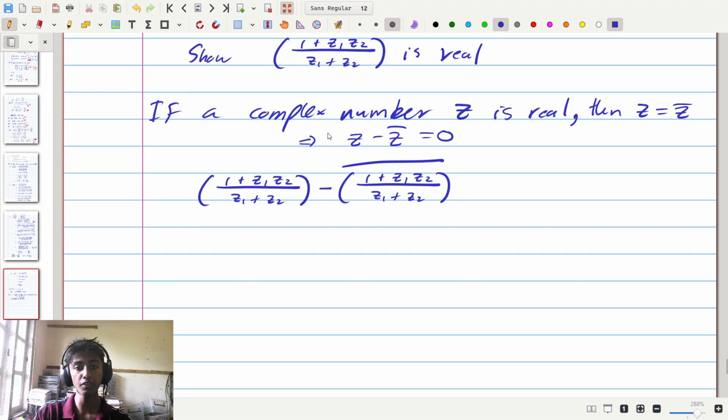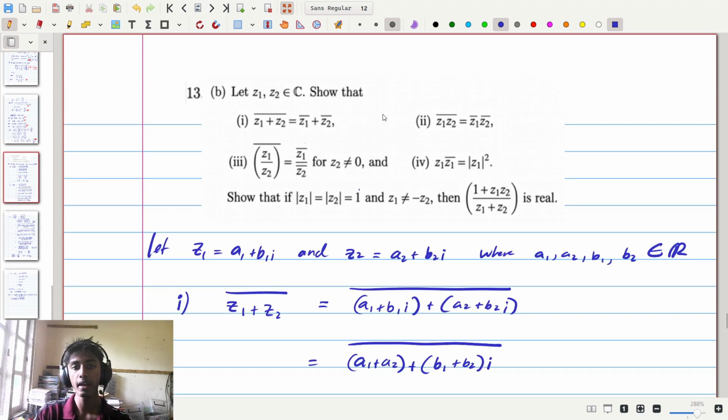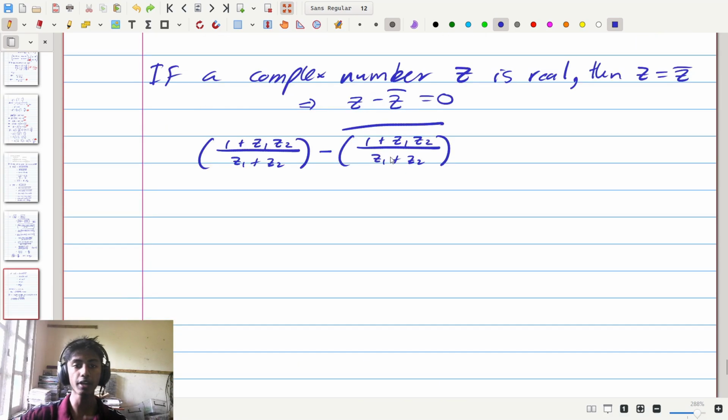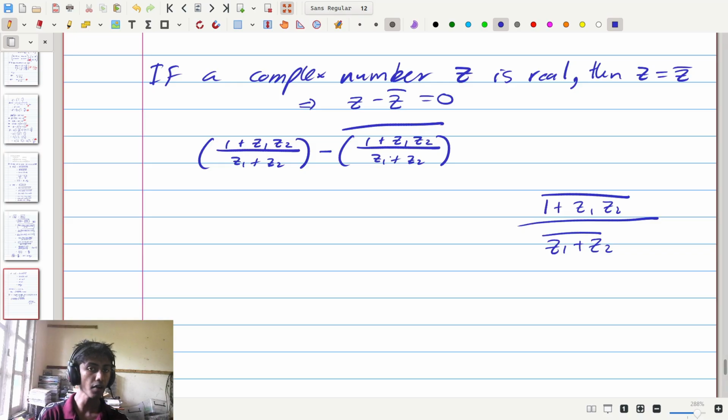Now in order to simplify this, what I'm going to do first is go up and use these three identities in order to distribute the conjugate that we have on this number right here. So if we use that, we can see we have a numerator and denominator, which will be distributed as (1 plus z1 z2) whole thing conjugate divided by (z1 plus z2) conjugate. Now after that, I am going to use the addition formula to distribute the conjugate on top and bottom as conjugate of 1 plus conjugate of z1 z2 divided by conjugate of z1 plus conjugate of z2.